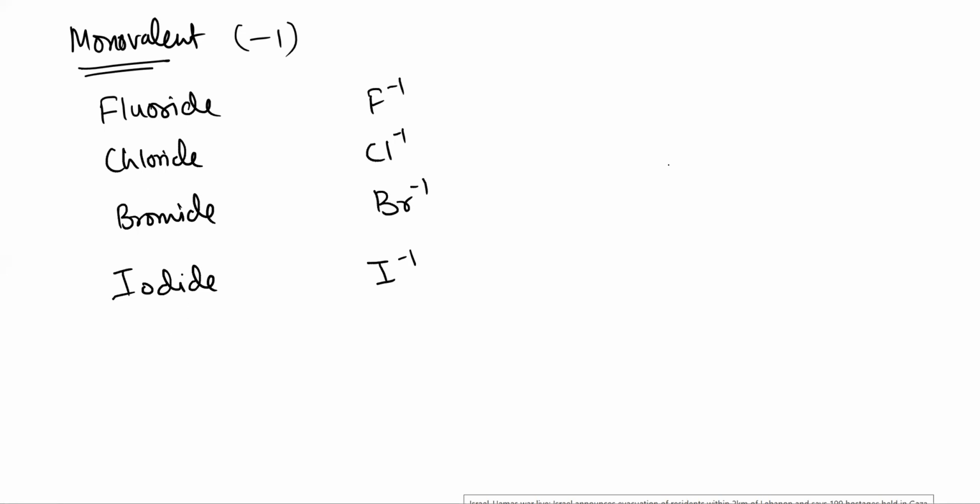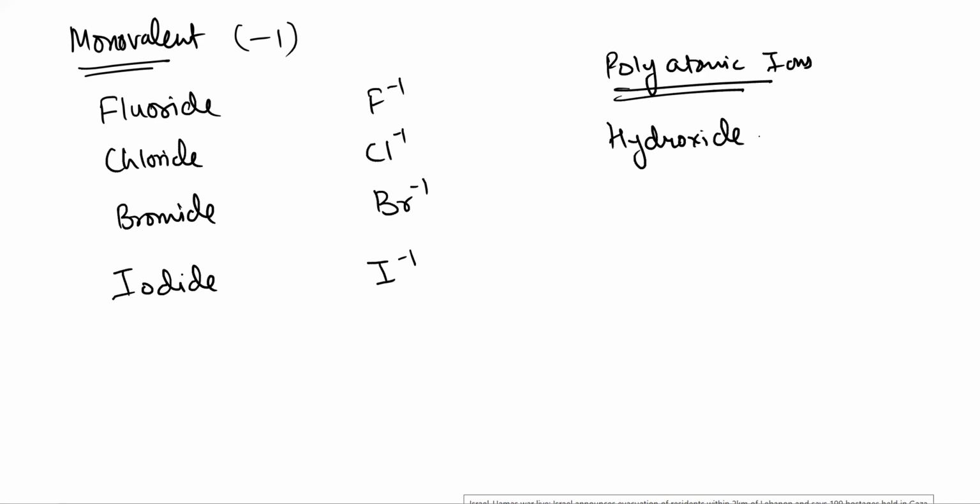Then we have some polyatomic ions. Polyatomic means they are going to have more than two atoms combined together. They are called polyatomic ions. What are polyatomic ions? Polyatomic ions means they are going to have more than one atom combined together. For example, OH, hydroxide ion. Hydroxide is OH minus 1.